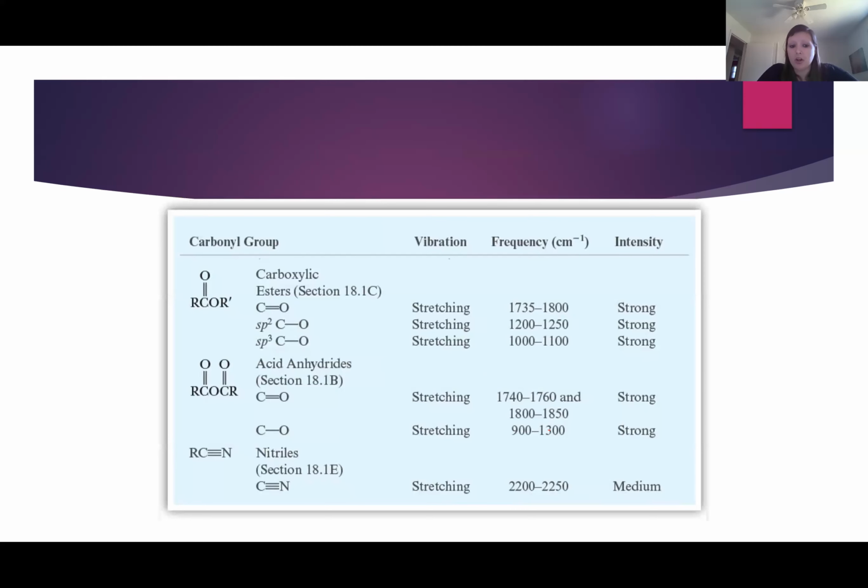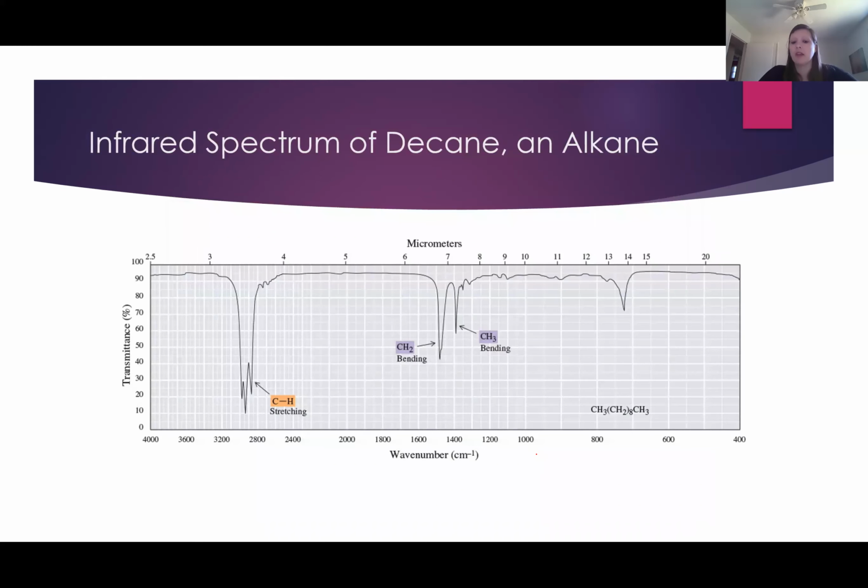A few other carbonyl group molecules, acid anhydrides obviously have two carbonyl groups, and so they will show up at two different frequencies. Nitriles show up closer to the end of your spectra, and there are others that you will see. Not all of them are included on this list. So let's take a look at a few examples.